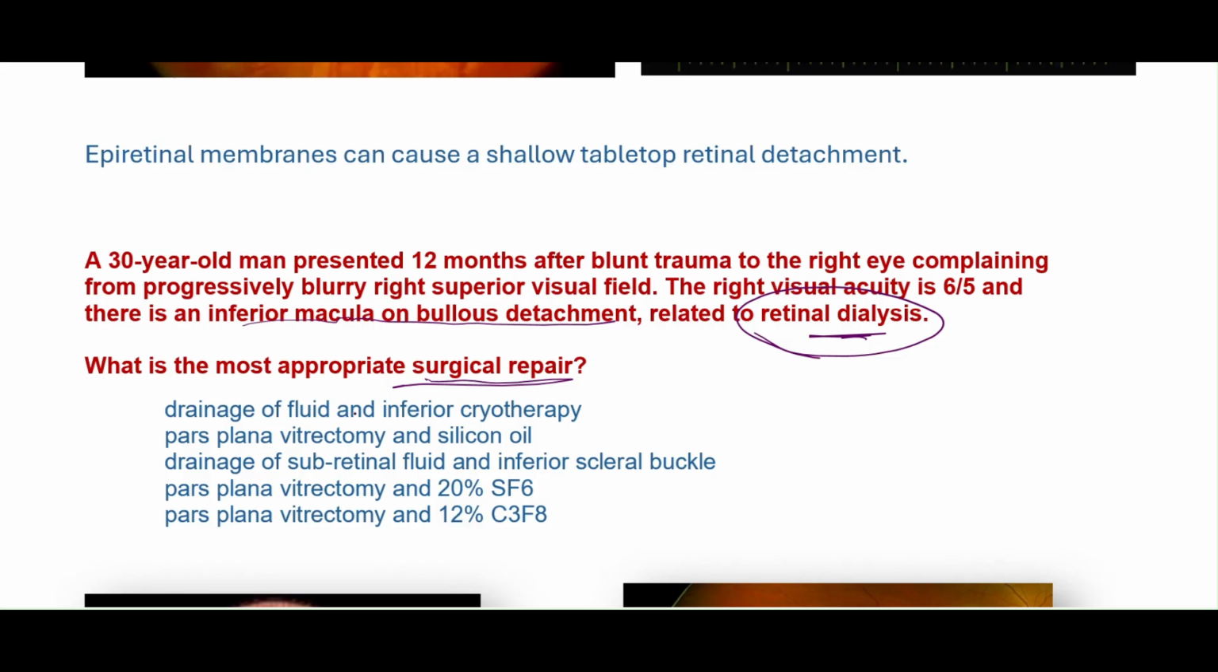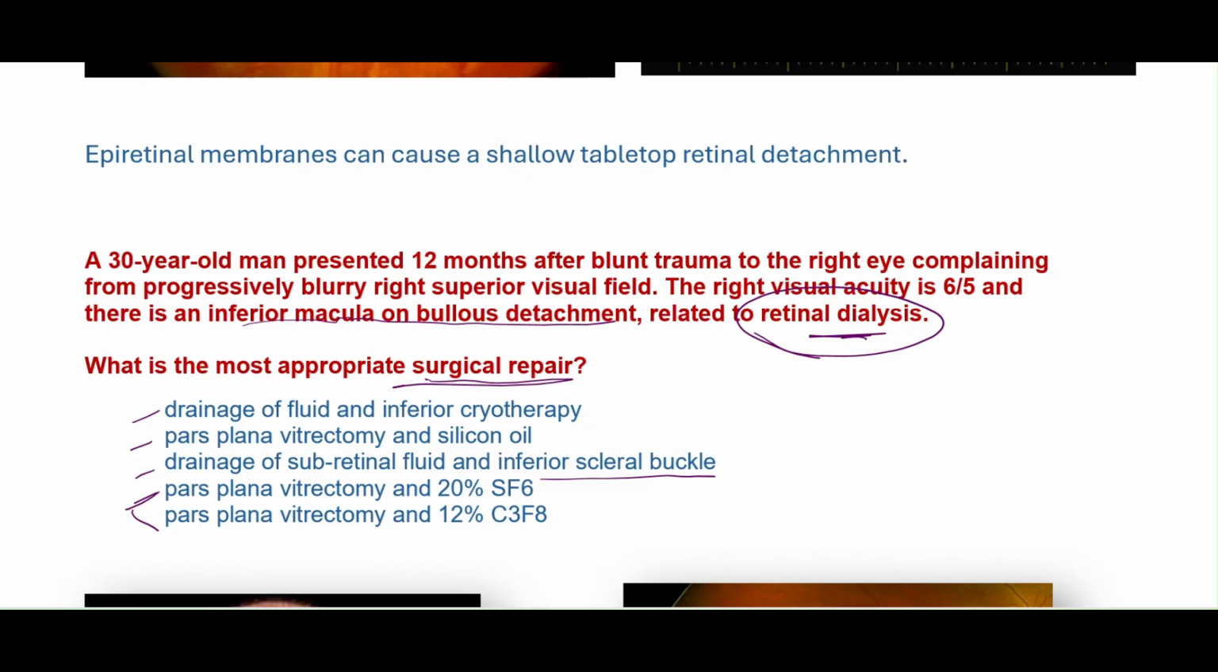Drainage of fluid plus inferior cryotherapy, pars plana vitrectomy and silicone oil, drainage of subretinal fluid and inferior scleral buckle, or pars plana vitrectomy and 20% SF6, pars plana vitrectomy and 12% C3F8. Questions in Royal College exams come with only 4 options. The 4th and the 5th options here I would consider the same.